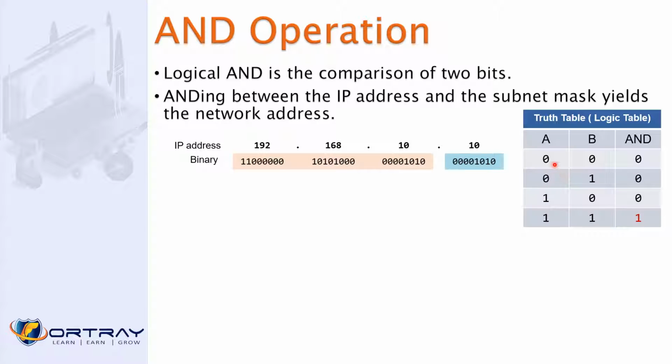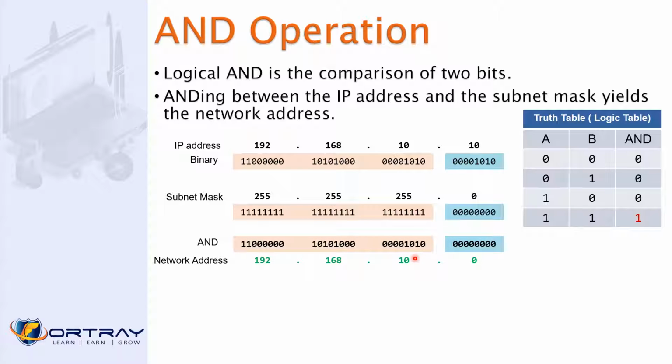AND means if I multiply 0 with 0, it's 0. If I multiply 0 with 1, it's 0. If I multiply 1 with 0, it's 0. Those are the four combinations I have. If I multiply 1 with 1, it's always 1. So the only time you get the value 1 is when you multiply 1 with 1. If you multiply anything in the world, even 1 million rupees, by 0, it is always 0. That's the rule. So basically, the logical AND operation is a comparison of two bits between the IP address and the subnet mask, which yields the network address.